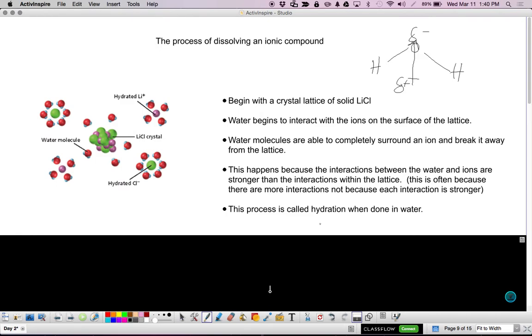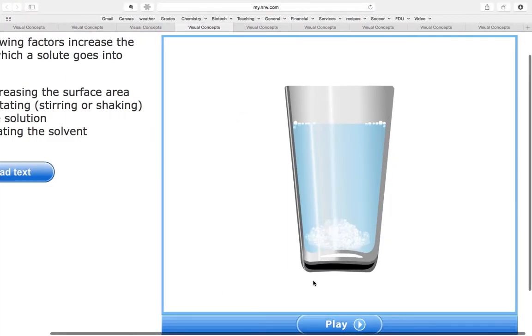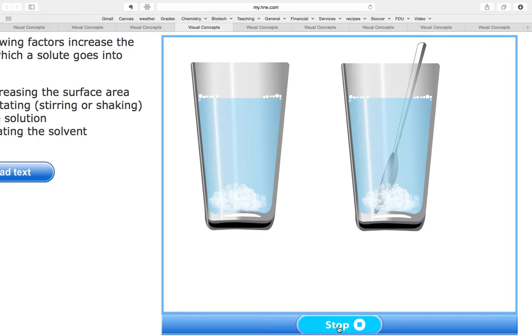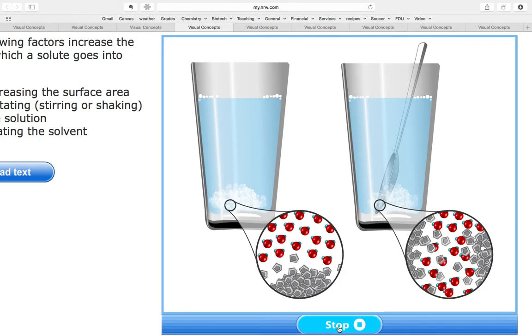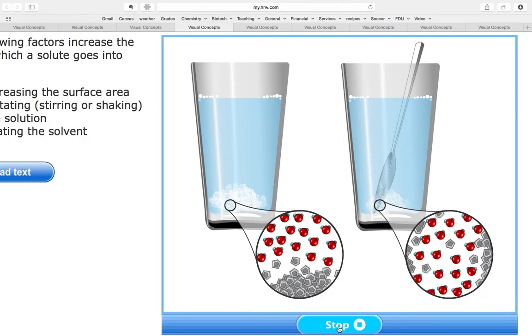So how could I get this to speed up? Well, to answer this, I think I'm going to go to a video. The more opportunities a molecule of solvent has to come in contact with a solute, the faster the solute will dissolve. If the solute is broken down into small chunks, it has a greater surface area and dissolves more readily. In both cases, however, the dissolved first layer has to drift away before the next layer can dissolve. Stirring, shaking, or otherwise agitating the solution further speeds up the dissolving process, sweeping away the dissolved layer and exposing more solute to the solvent.